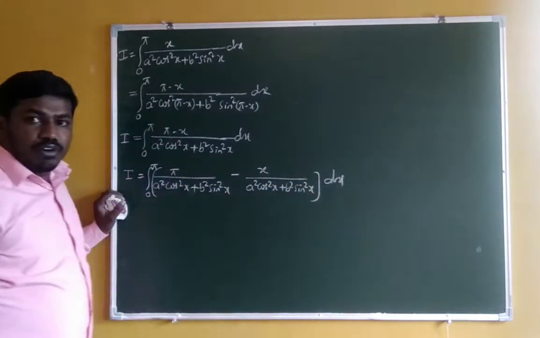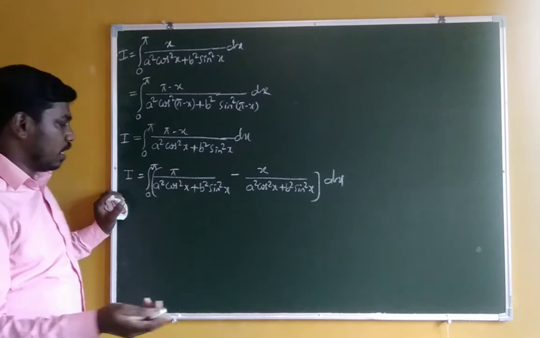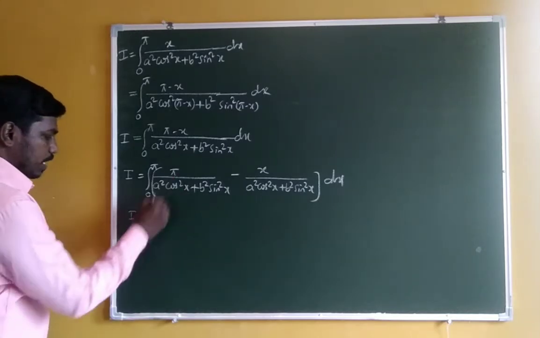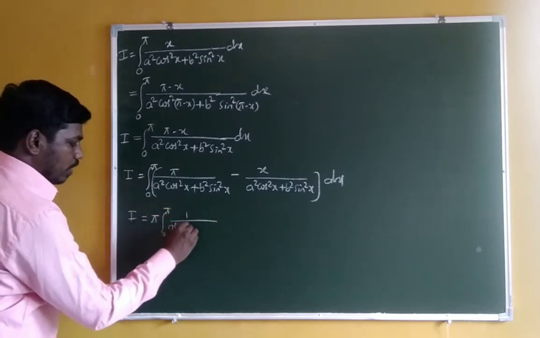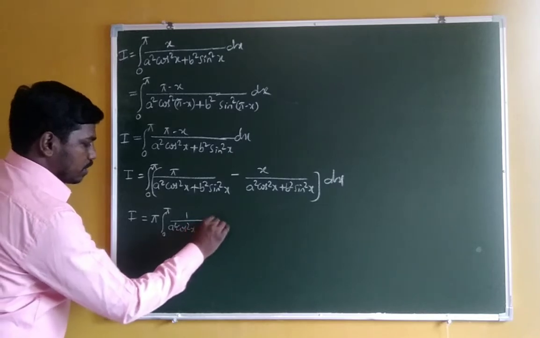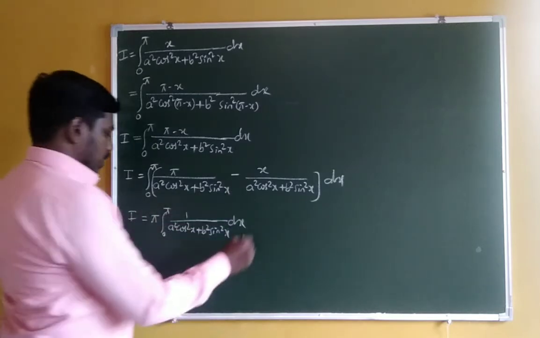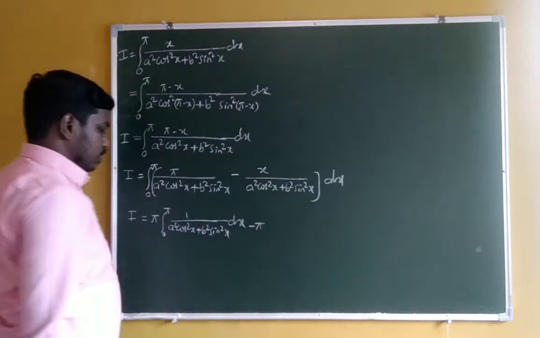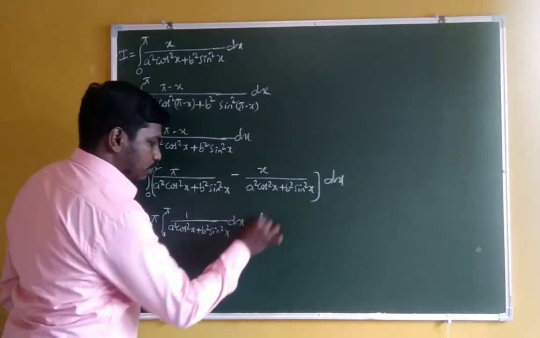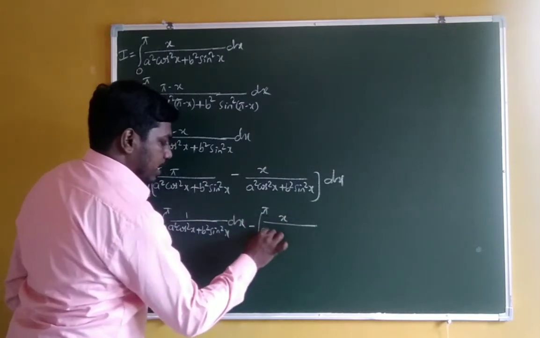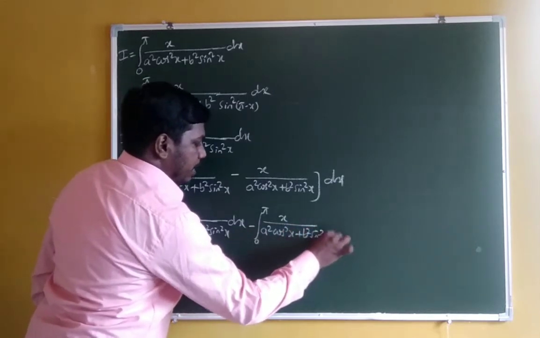So integration of f of x minus g of x is integration of f of x minus integration of g of x. So we can write I is equal to pi, which is constant, take outside, integration from 0 to pi of 1 divided by a square cos square x plus b square sin square x into dx. Next one, minus integration from 0 to pi of x divided by a square cos square x plus b square sin square x into dx.